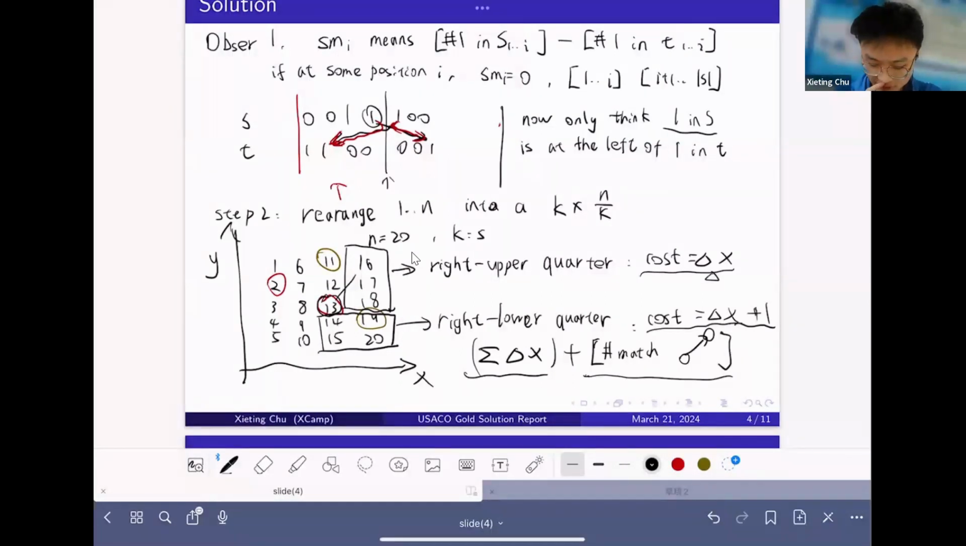Regarding how to solve this using a greedy solution, we can think of the ones in red, the ones in S, from right to left and from upper to down. And every time we choose the closest yellow, the closest 1 in T in the y-axis, and match them. And if not, then we have to choose the lowest yellow. And this is just detailed work.